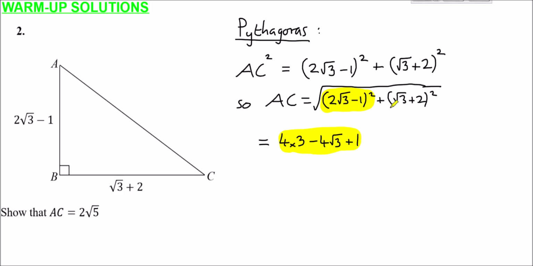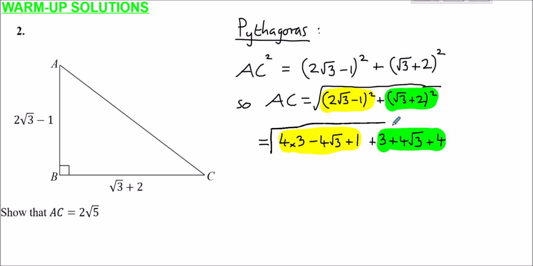And then from this bit here, √3 times √3 is 3. Double the product, so √3 times 2 is 2√3. Double that is 4√3. And finally square the 2 at the end, so 2 squared is 4. So that's what we get there. Again, it's all square rooted.